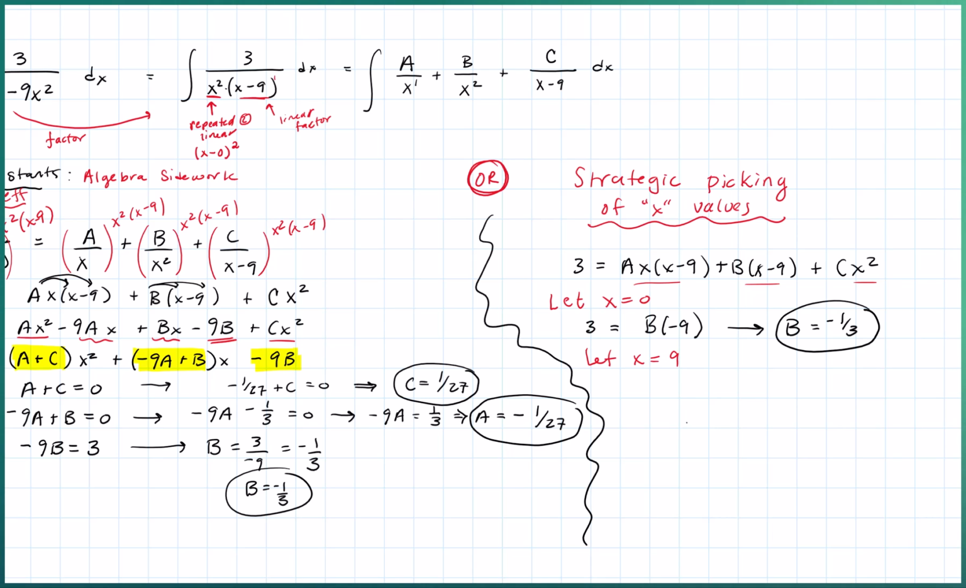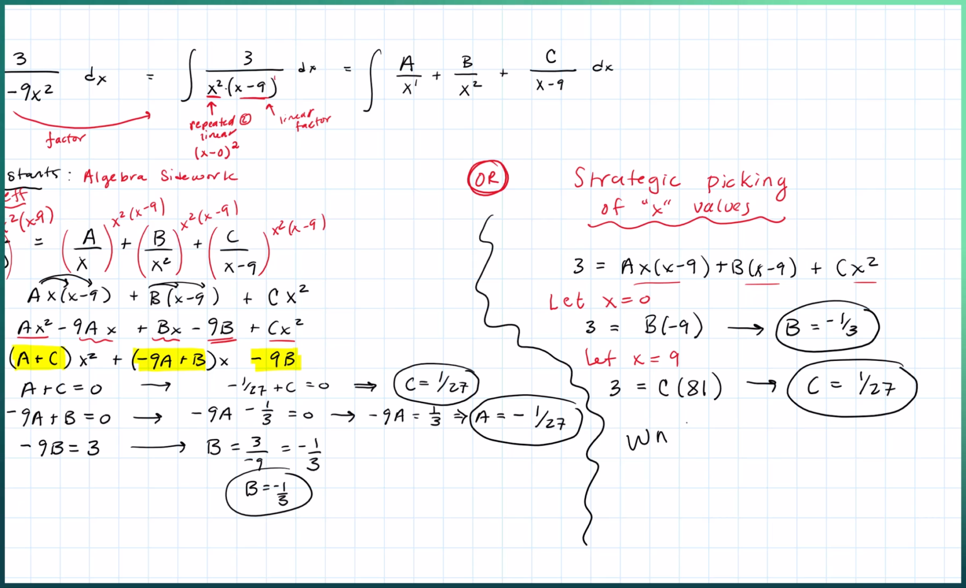So if we let x equal 9 and plug that in, of course, 3 is still going to be 3 on the left side. If we plug in x equals 9, though, the first two terms will zero out, and we will get c times 9 squared, which is 81. Then we can solve for c, and c would be 3 over 81, which is 1 over 27.